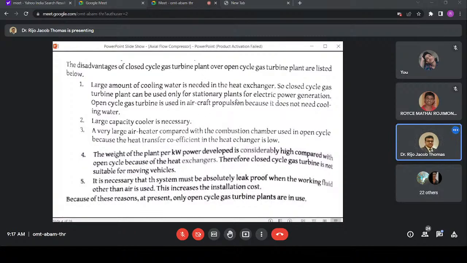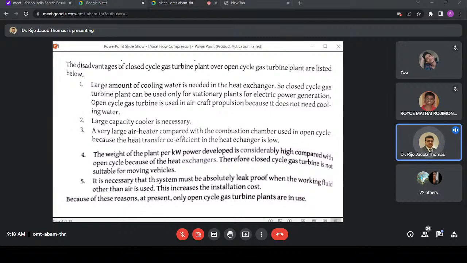Okay. So because of the same reason, they are used for stationary plants. They cannot be used in a flight, because if you need to cool this, you need to carry water in the air, and it's not possible to use in moving systems. So you need to use it for electric power production, where it is a stationary plant, and we can use this open cycle. Also, the capacity of the cooler is very large.